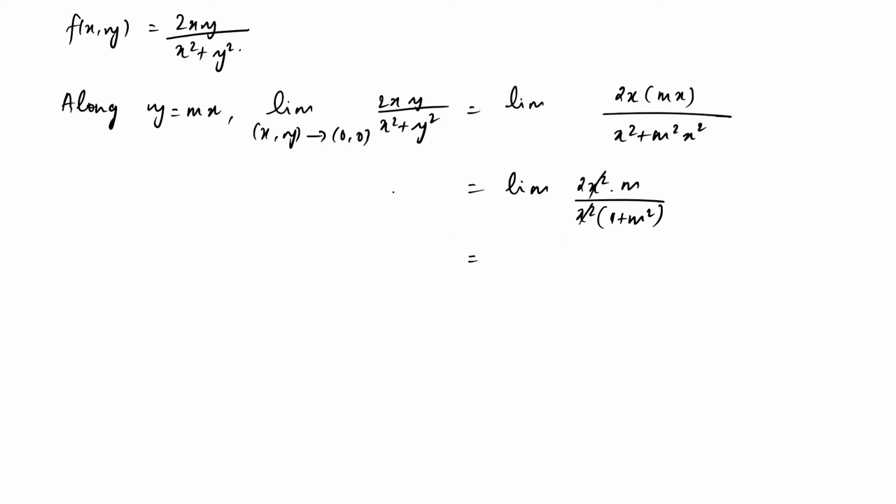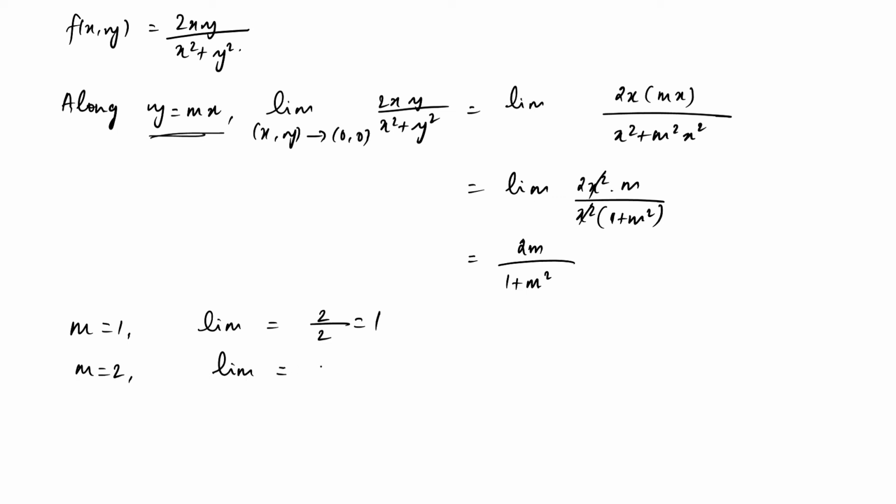And if xy goes to 0 0, what are we going to get? It does not involve any x or y. So your limit is going to be 2m upon 1 plus m squared. Now, y is equal to mx. Suppose m is equal to 1. Then what is my limit? My limit value is 2 upon 2, which is 1. If my m is 2, then my limit value is 4 upon 1 plus 4, which is 4 upon 5.